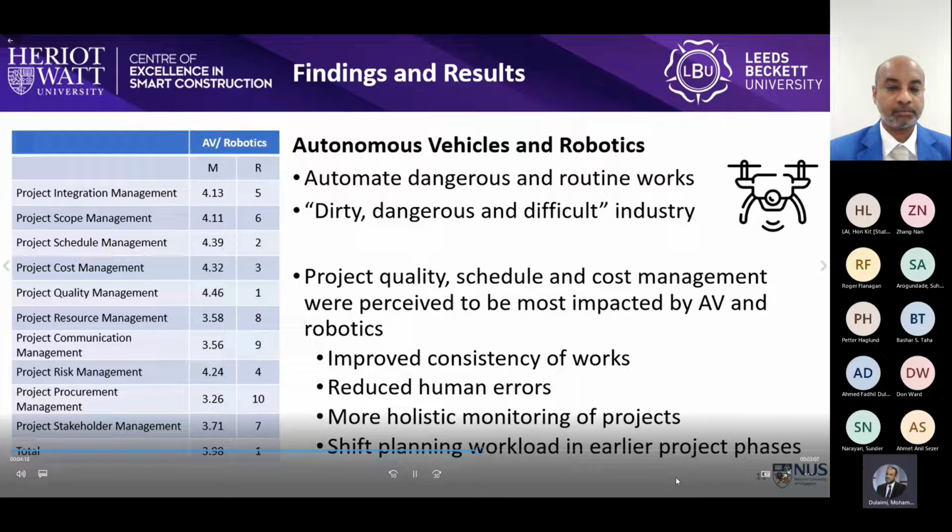This can be contributed by the improved consistency of works and reduction in human errors and enabling of more holistic monitoring of projects. The use of autonomous vehicles and robotics also shift the workload of planning into earlier project phases, resulting in changes to project quality, schedule, and cost management planning processes.